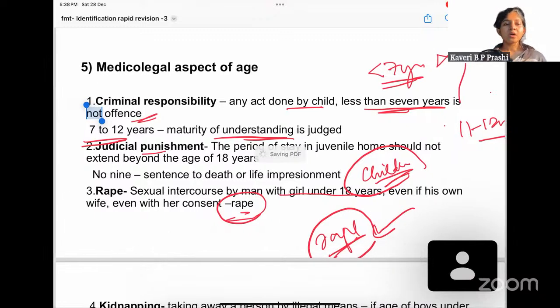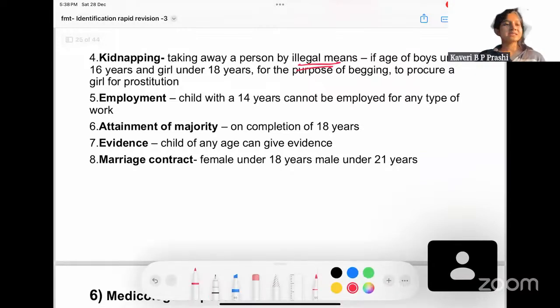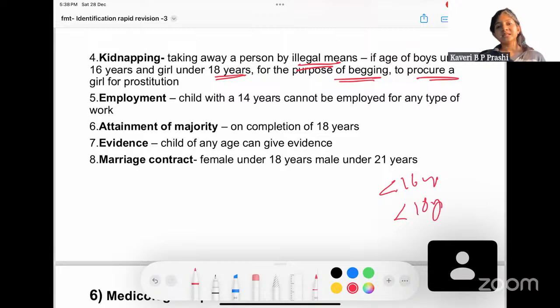Next, kidnapping. Taking away a person by illegal means is called kidnapping. If the age of boys is under 16 years, and the girl is less than 18 years, for the purpose of begging or procuring a girl for prostitution, all these. So for boys, it should be less than 16 years, and for girls, it is less than 18 years. Then it comes under kidnapping.